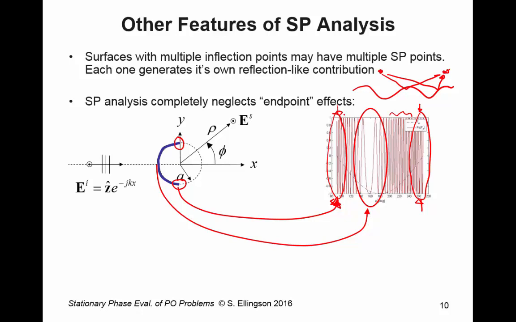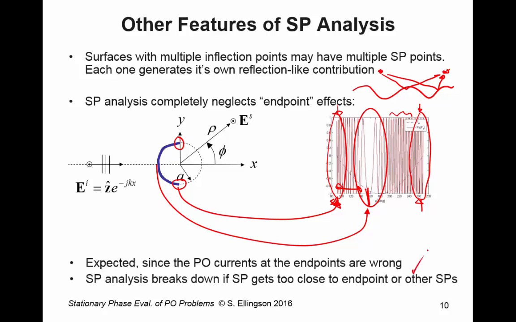Now, it's usually pretty good, but if you get into a certain situation, like for example, the stationary phase point is too close to one of the endpoints, then things can go wrong. Stationary phase analysis breaks down if the stationary phase point gets too close to the endpoint or to one of the other stationary phase points. In any of those cases, we should be aware that the solution will be degraded.